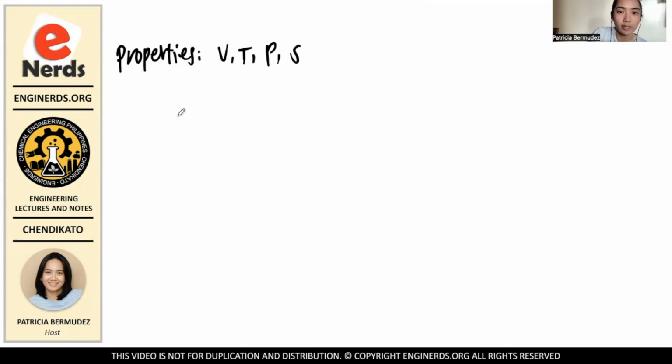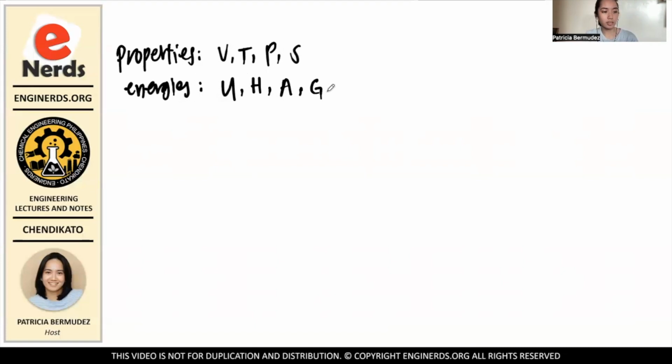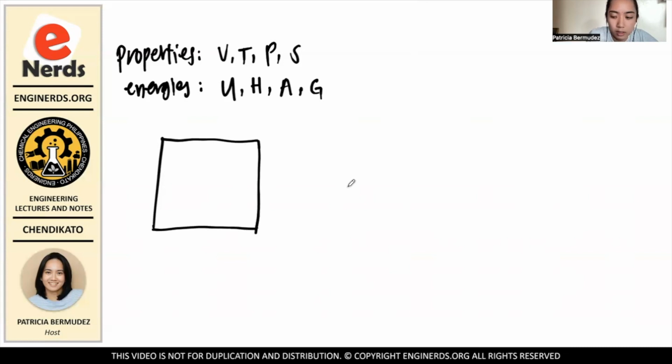Okay, so we're gonna write the energies that are involved in the Maxwell relations. So the energies are internal energy, enthalpy, Helmholtz, indicated by A, and then Gibbs. Okay, and then there is actually a mnemonic here. So if you're gonna form a box, let's say let's form a box here. Your energies should be in between the properties. But how will you know what the arrangement is?